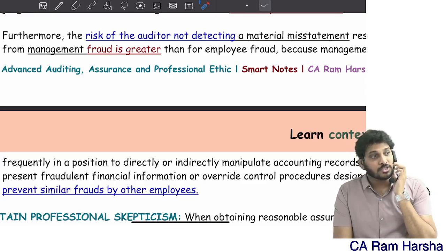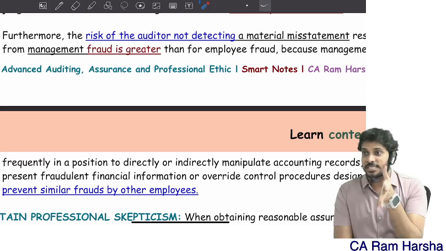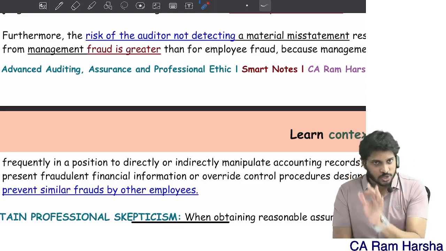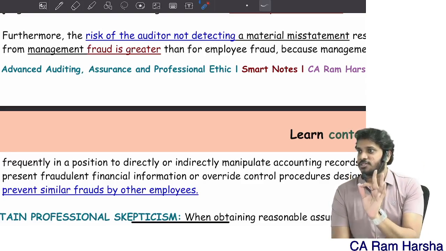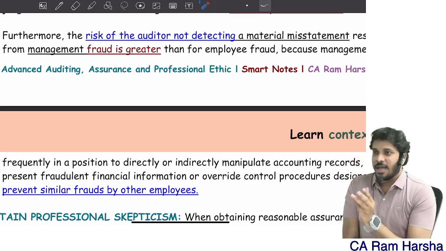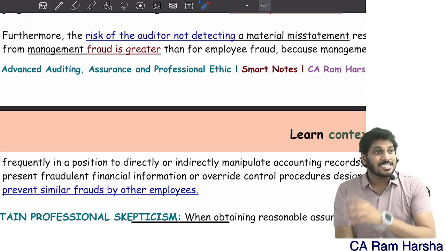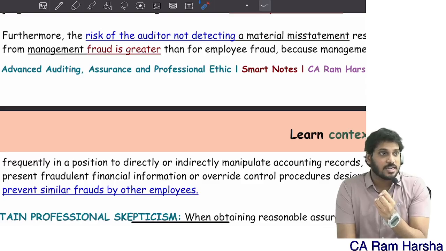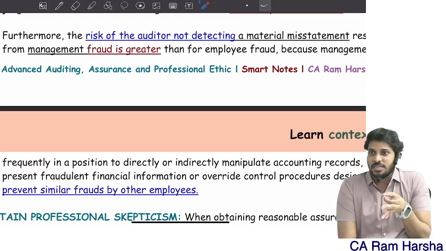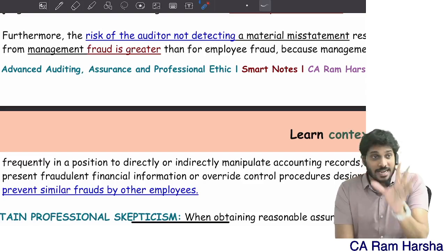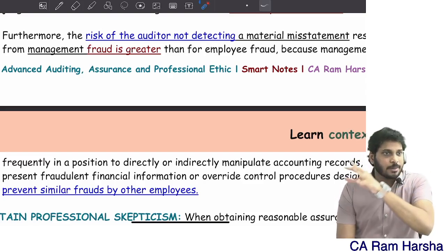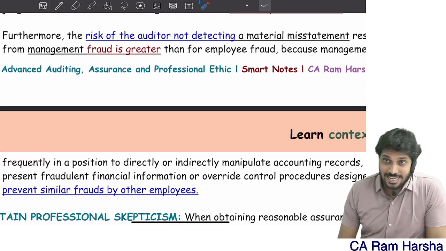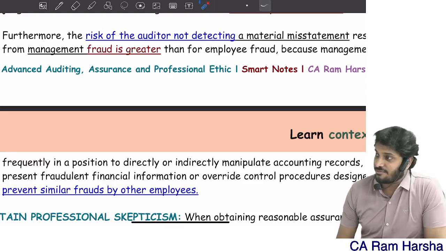Fraudulent financial reporting means what? Manipulation of records, manipulation of accounting, manipulation of books and records and financial statements is called fraudulent financial reporting. Misappropriation of assets means what? Stealing of the entity's property, using the entity property unauthorizedly, using business property for personal use. All these activities amount to misappropriation of assets. Correct? Now, both of these lead to a material misstatement in the financial statements.